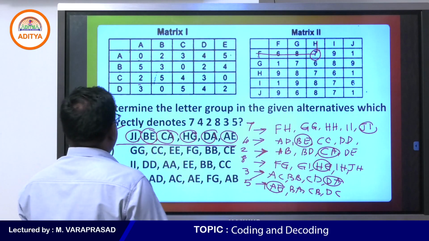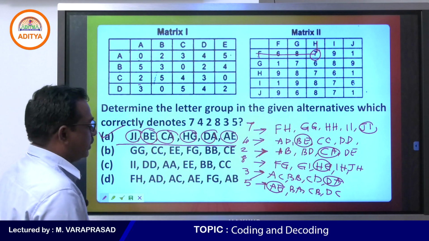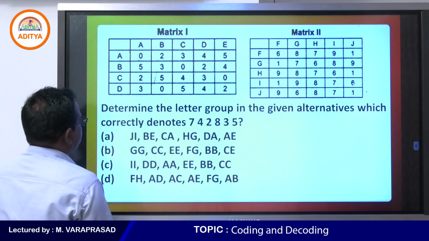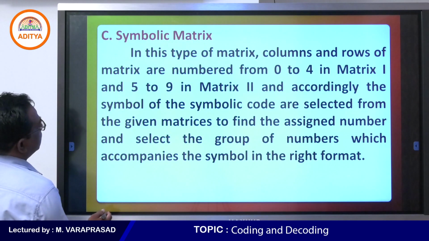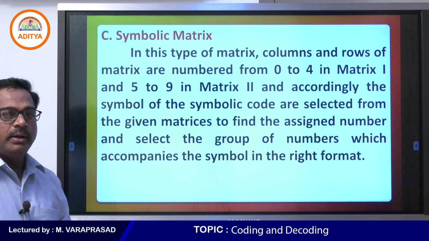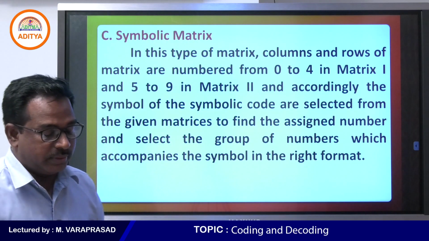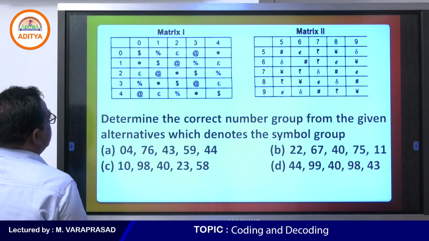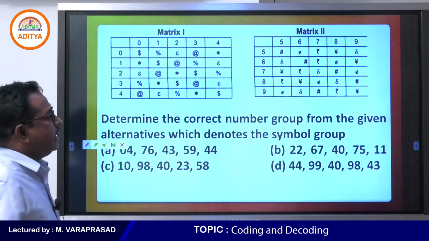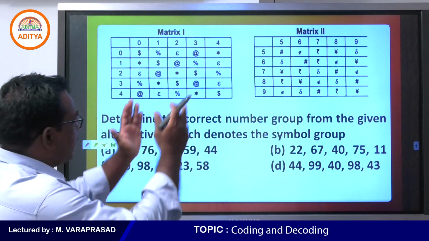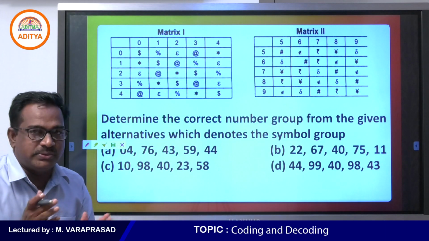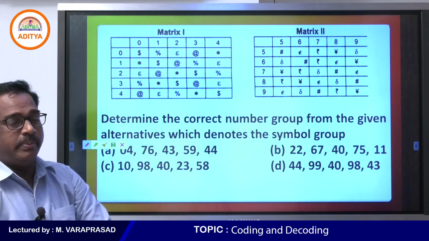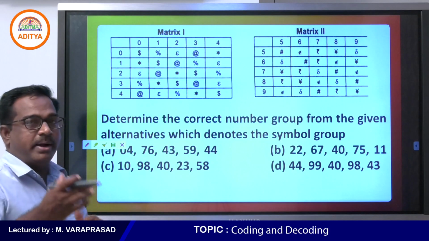Now, one more example we can do, right? Do you all understand? Yes. The next example is the symbolic matrix. Symbols will be there, numbers will be there. Matrix 1, matrix 2: numbers and symbols will be given. We can call this symbolic, letter to number matrix, number to letter matrix.